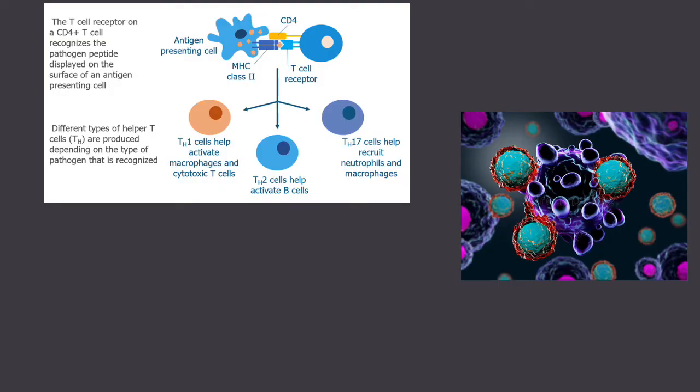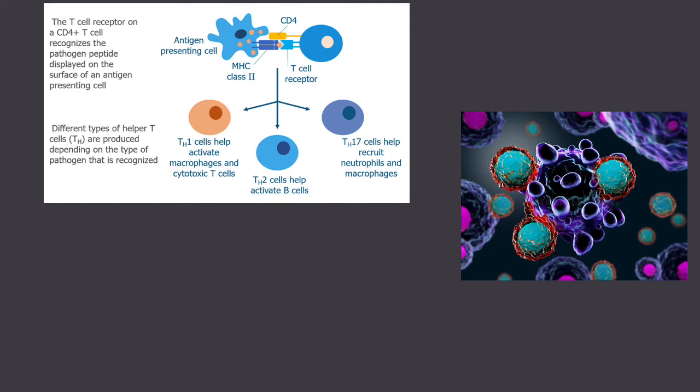This diagram illustrates the activation of helper T cells after exposure to antigens. CD4 cells recognize antigen peptides expressed on the surface MHC2 of antigen-presenting cells, which trigger the production of the specific lymphocyte needed for the pathogen.